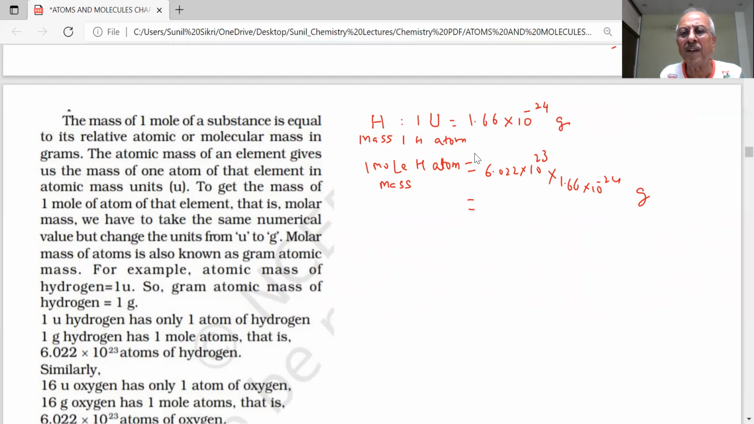How to calculate? Easy. I will take 6.022 into 1.66 together. And what is this? 10 power minus 24 and 10 power 23. What will be that? 10 power minus 1. So what is the answer coming, students? Multiply 6 into 1.66.